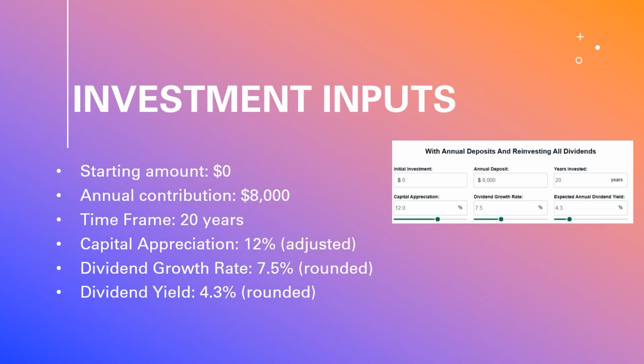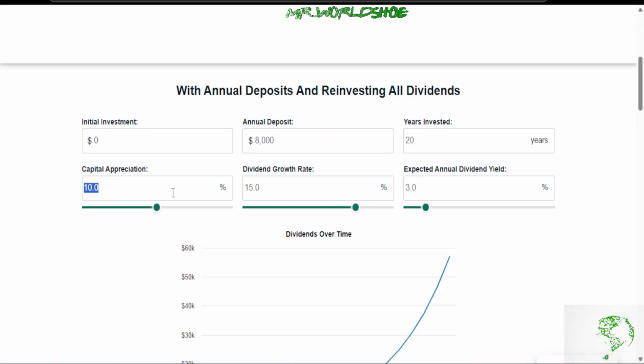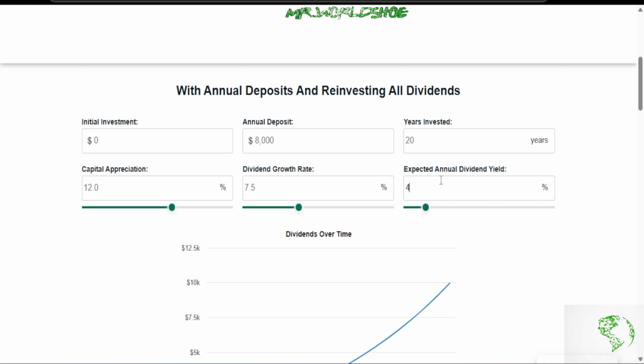So now that we have our figures, we'll say that we're going to start with the $0 initial investment and commit to mustering up about $8,000 a year. We're going to go ahead and plug in 20 years. We're also going to say that we're going to have a 12% capital appreciation rate, a 7.5% dividend growth rate, and a 4.3% dividend yield. The reason that we're rounding up these numbers is because the calculator doesn't take into account partial numbers. So this calculator specifically wants to see whole numbers. This calculator will also take into account that we will be investing every year and reinvesting dividends every year.